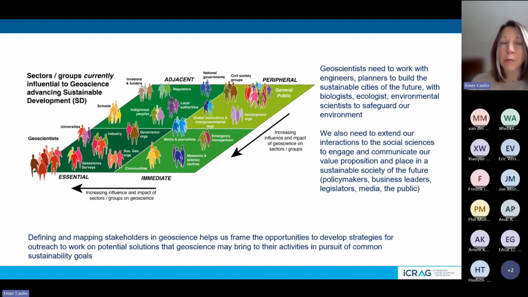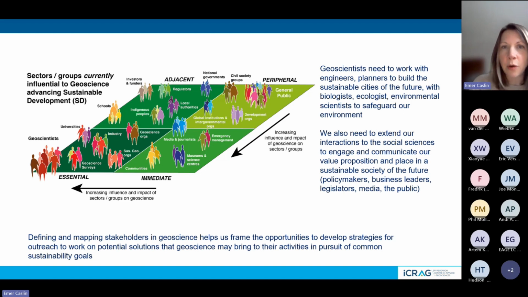Another thing we did was look at stakeholder analyses and the importance of stakeholder analysis for the discipline, in terms of preservation of the discipline. We use the term informally to define significant groups involved in sustainability and what their relationships are to geoscience.